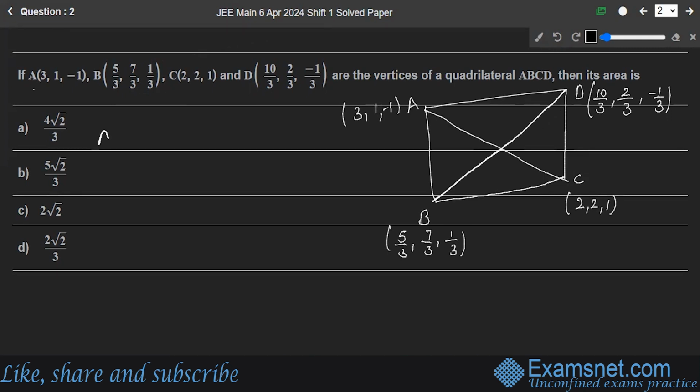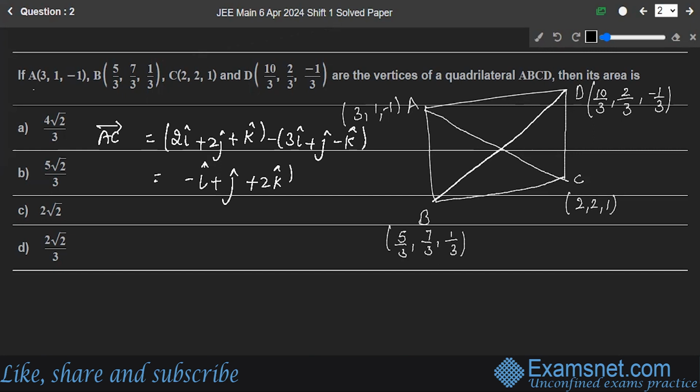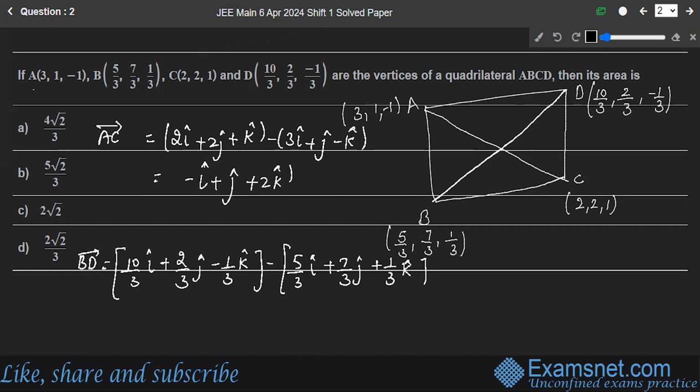Correct. You have the vertices given to you. So let's find the vector AC. AC vector will be given by 2I, 2J plus K minus 3I and J minus K. This will give me minus I plus J plus 2K. Similarly, your BD vector will be given by 10 by 3 I, 2 by 3 J and 1 by 3 K minus 5 by 3 I, 7 plus 7 by 3 J, 1 by 3 K, right?